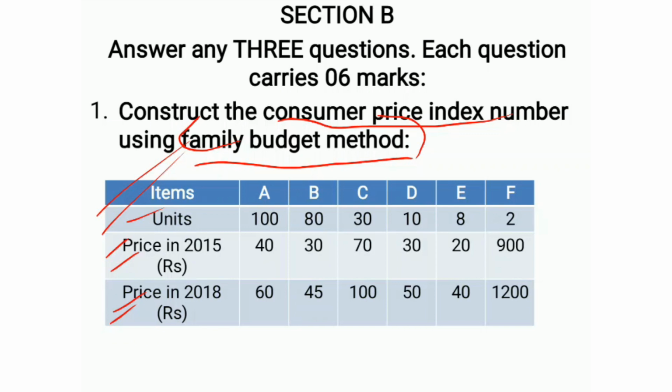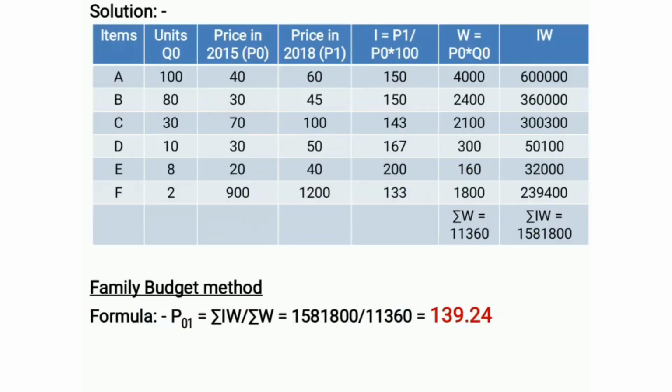Okay, so we'll go and check out the solution table. Whatever question is given, item is represented in the vertical first column, units which is represented by Q naught. Q naught represents quantity for base year, and price in 2015 and price in 2018. Price in 2015 is base year price and price in 2018 is current year price.